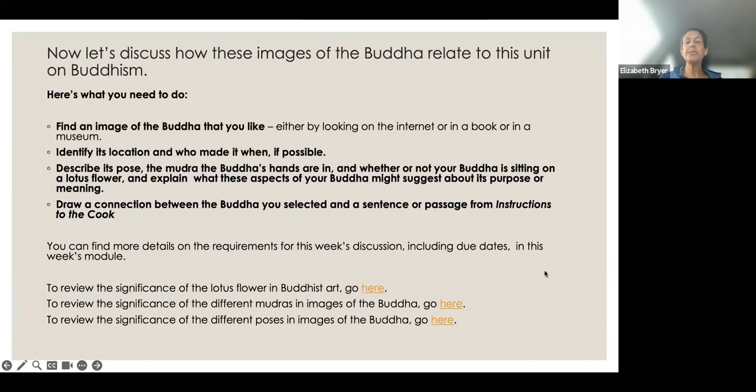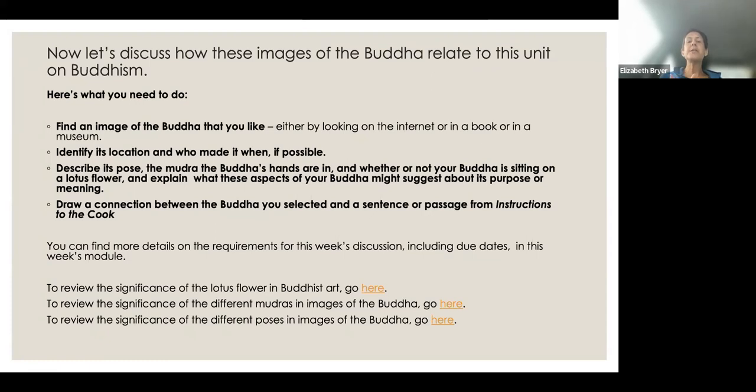Describe its pose, the mudra the Buddha's hands are in, and whether or not your Buddha is sitting on a lotus flower, and explain what these aspects of your Buddha might suggest about its purpose or meaning. So to do this, you're going to need to read, you're going to need to follow the links here in this PowerPoint, but these links are also on the page where the discussion begins. So if you want to just click on them there and explore them, that's great too.